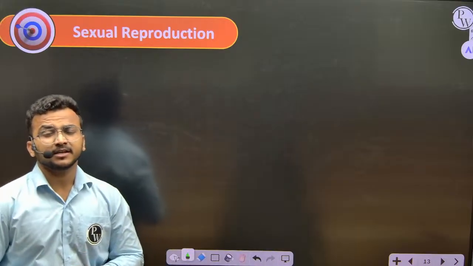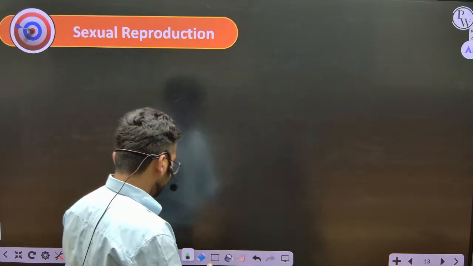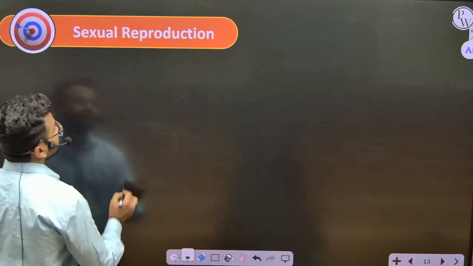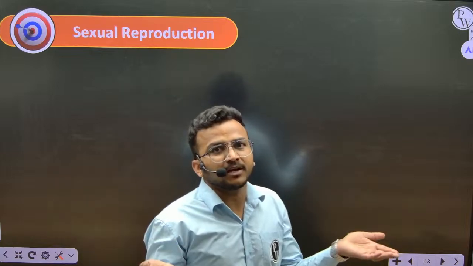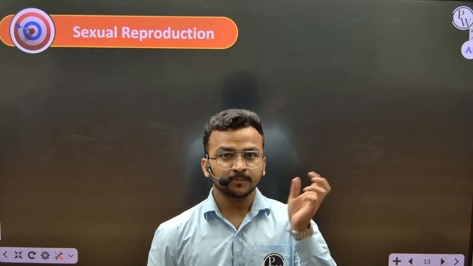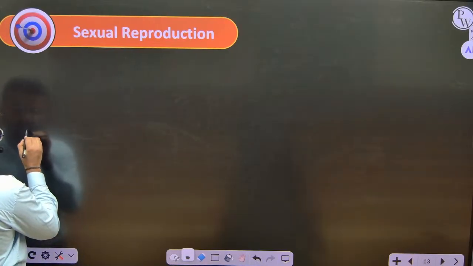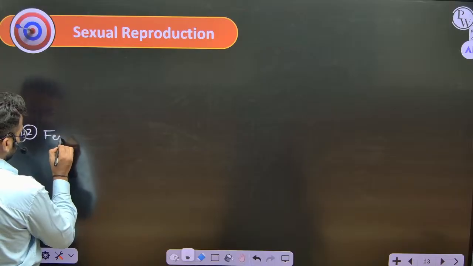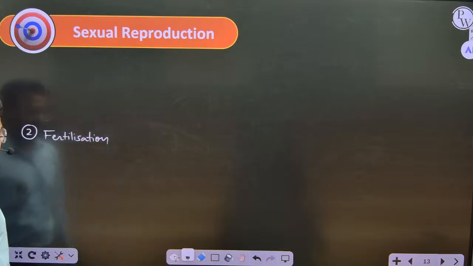And this sexual reproduction is divided into 3 different stages. So you might be knowing, what do we call the fusion of male and female gametes, when sperm and egg fuse and the zygote is formed, no? That process is referred to as, you might be knowing, fertilization.